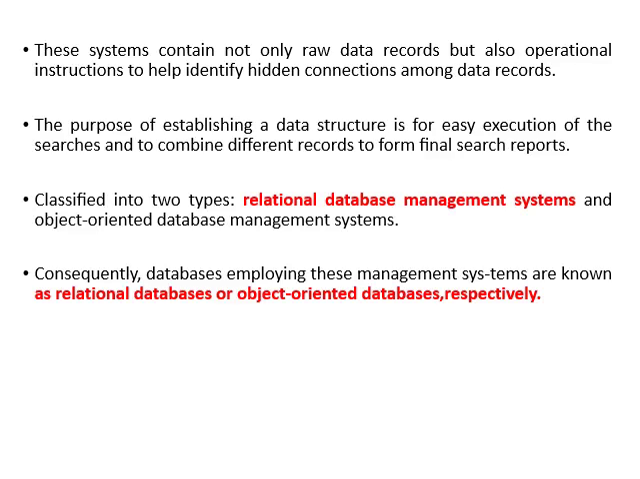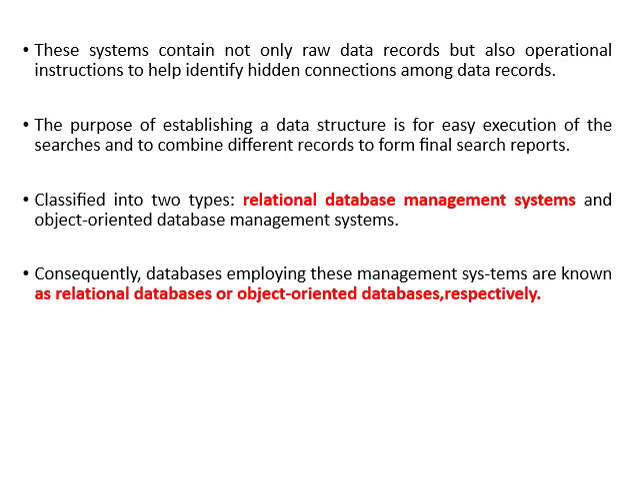So these systems contain not only raw data records, but also operational instructions to help identify hidden connections among the data records. Now, the purpose of establishing a data structure is to ease the execution of searches and to combine different records to form final search reports. They are classified into two types. One is the relational database management system and the other is the object-oriented database management system. Consequently, databases employing these management systems are known as relational databases or object-oriented databases.